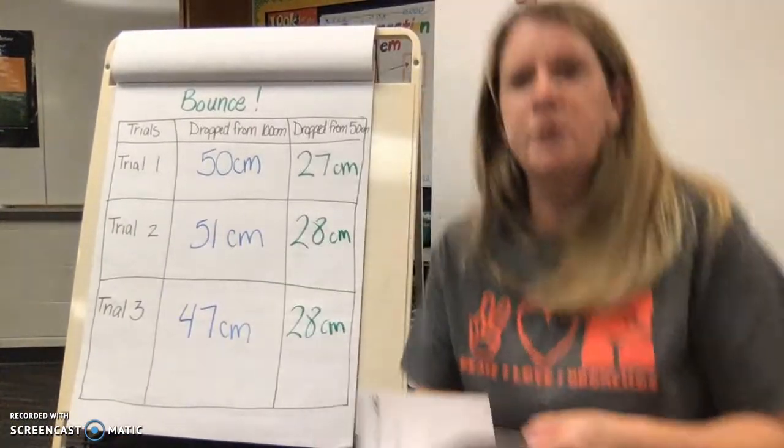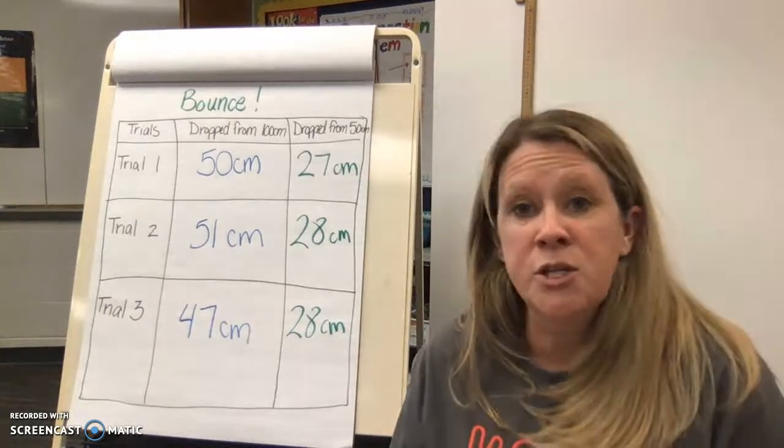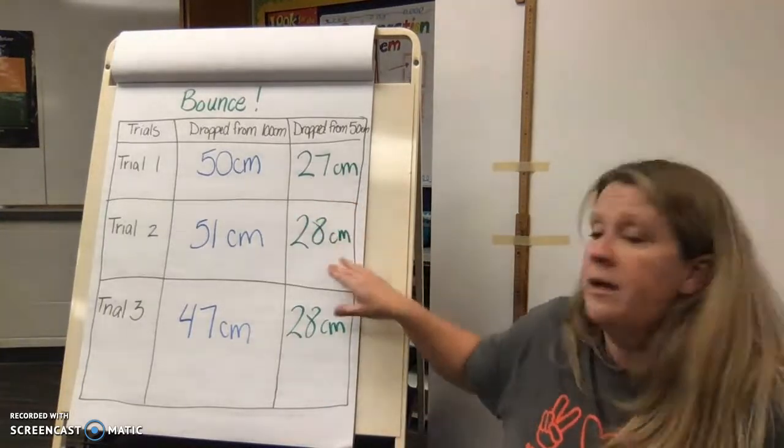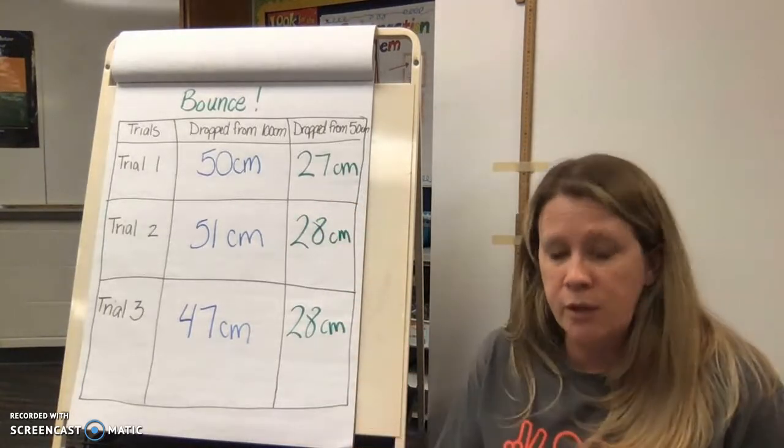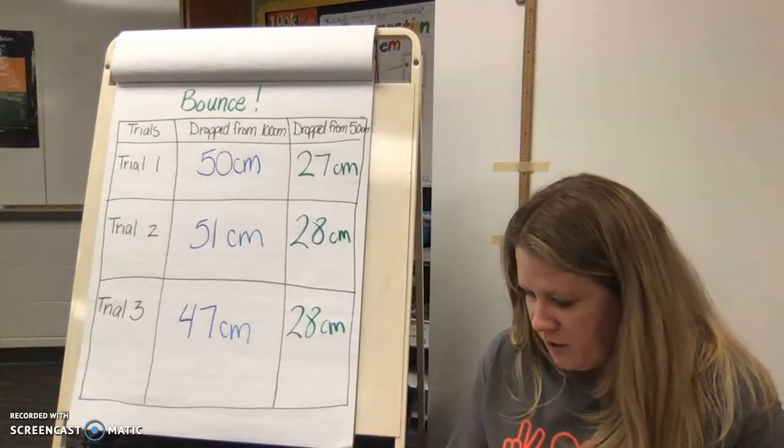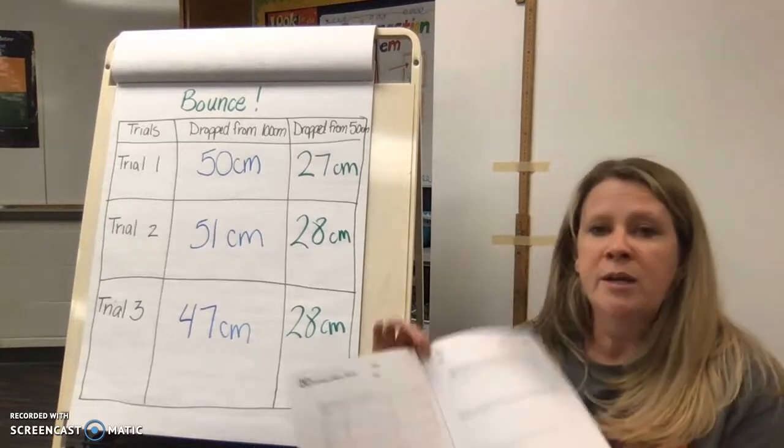So friends, when you do this activity at home, make sure that you fill in your own data. If you're unable to, it's okay. You can just use mine. And then when you're done, you are going to finish filling out page 16 in your science journal. There's a couple questions to answer.